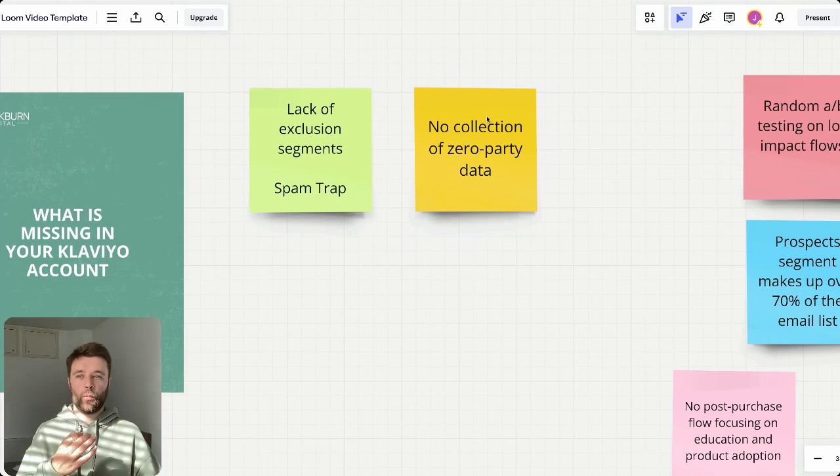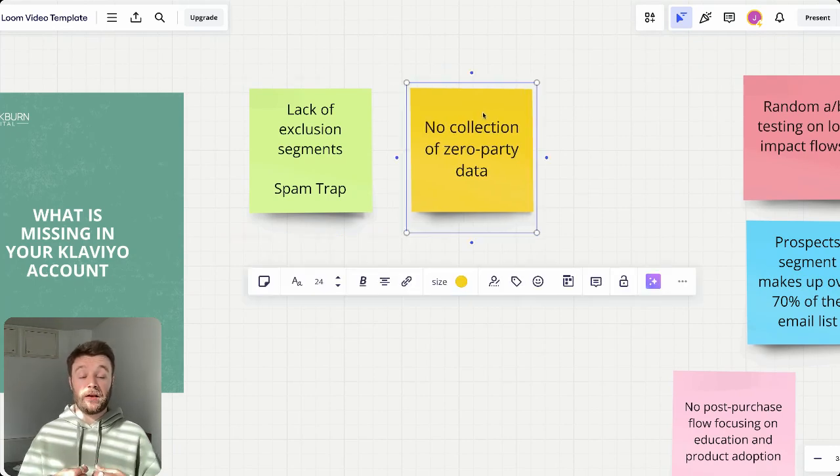Number 2, no collection of zero-party data. So if we break down what zero-party data is, essentially it's data that the customer purposely gives us themselves. Think a quiz, think asking them a question. It's not first-party data like Google Analytics, like using their website data. It's purely getting data that the customers have given us themselves.